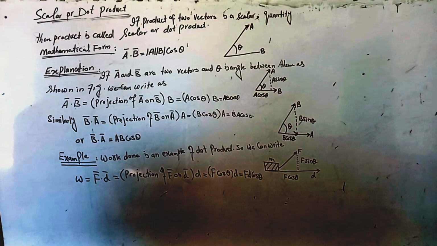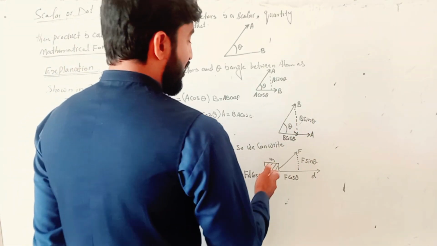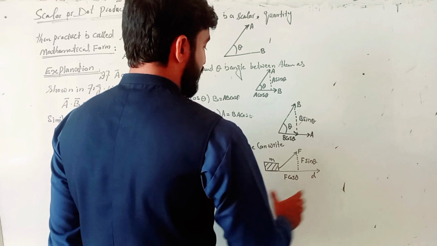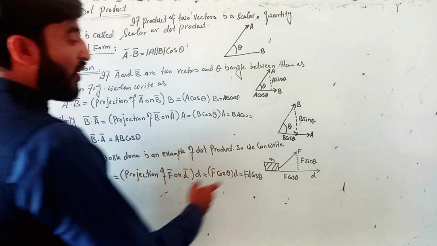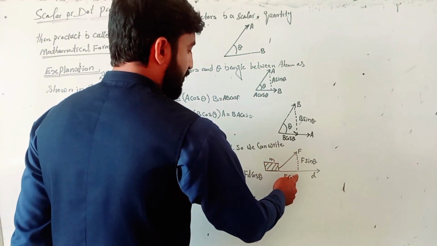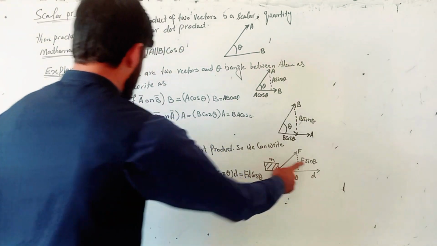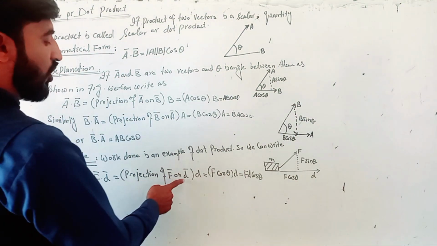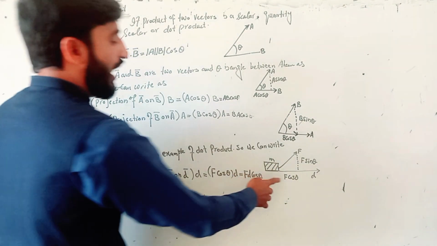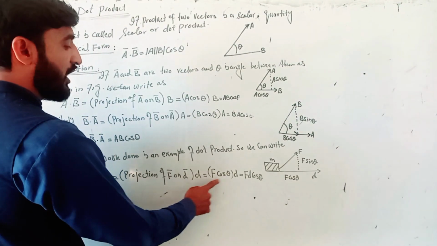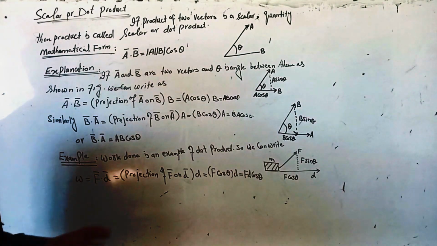Now we move on to an example of the dot product. Work done in daily life is an example of the dot product. When an object is being moved by applying a force and it is covering some distance or displacement, work is being done on that object. So we will resolve vector F into its components. The horizontal component will be F cos theta and the vertical component will be F sin theta. Here again I write the projection of F on D. The projection of F on D, or in the direction of D, is F cos theta. So we write F cos theta into D, and this becomes FD cos theta. These are all the basics of the dot product.